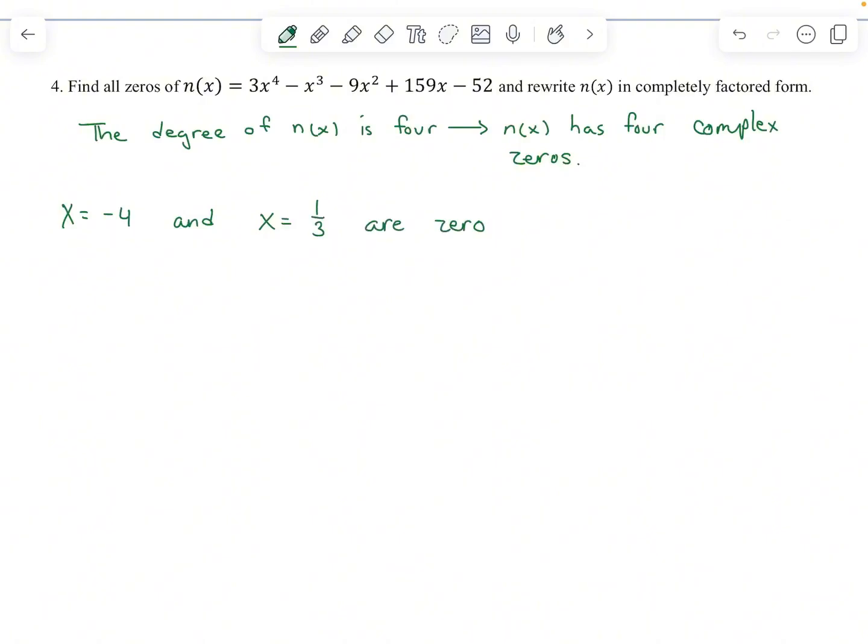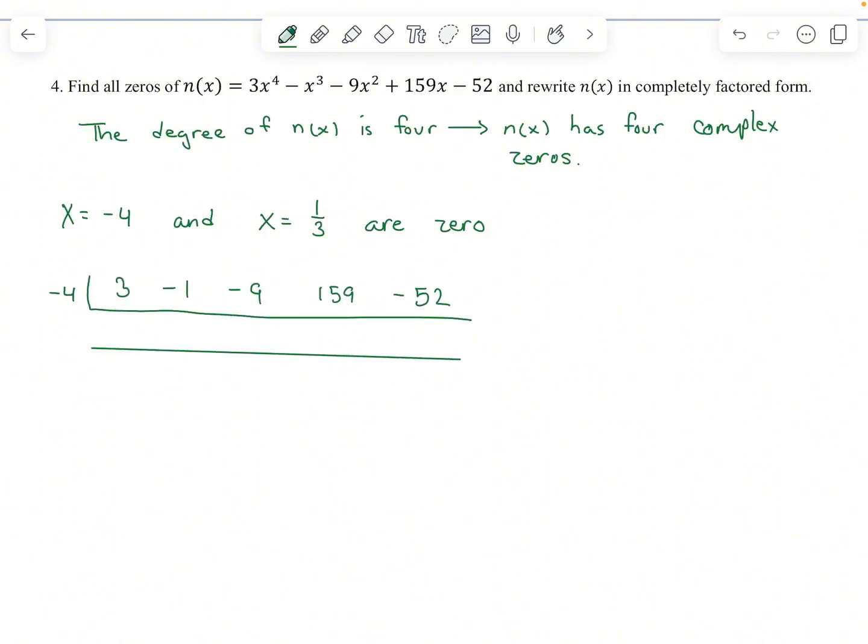To find the other 2 zeros, I'm going to use synthetic division. I'm going to synthetic divide by -4 first. I'm going to bring down the 3. -4 times 3 is -12. -1 plus -12 is -13. And I'm going to finish the synthetic division. And just as expected, when synthetic dividing by -4, the remainder is 0 because -4 is a zero of n of x.